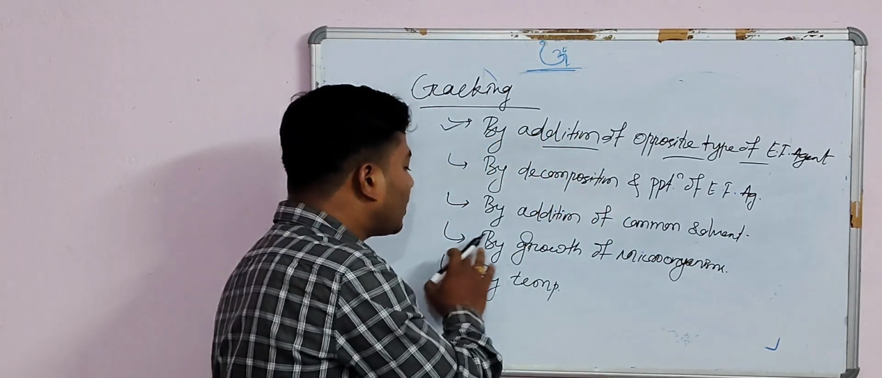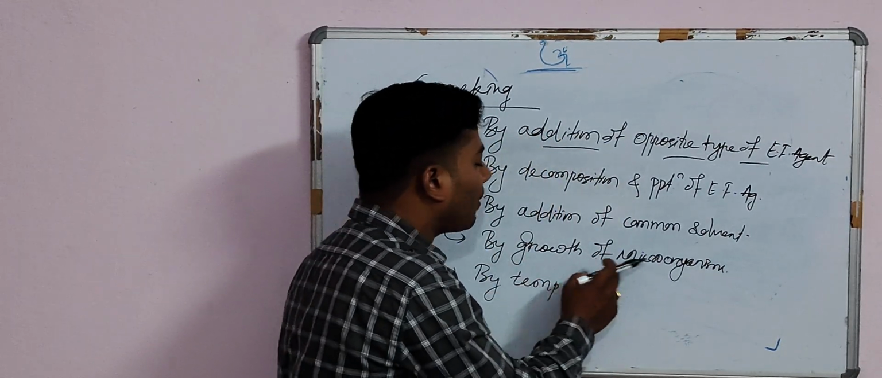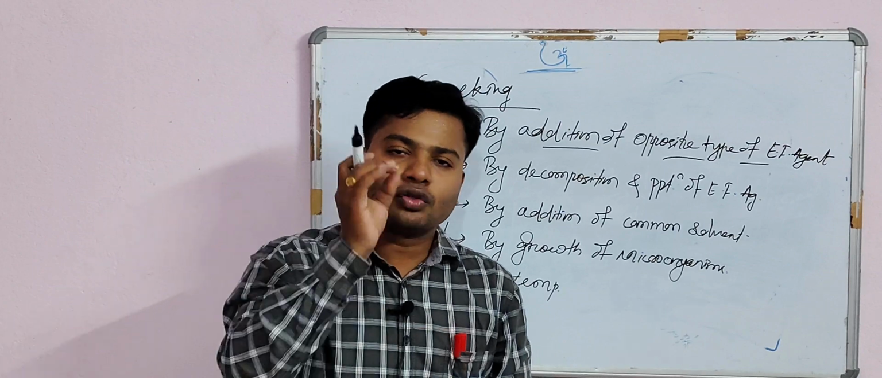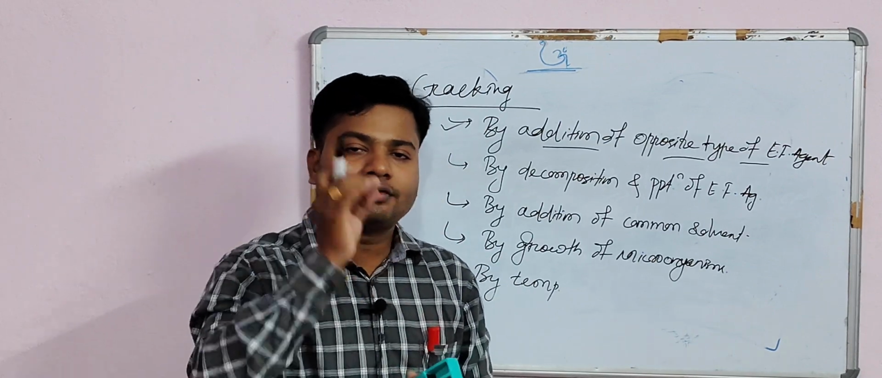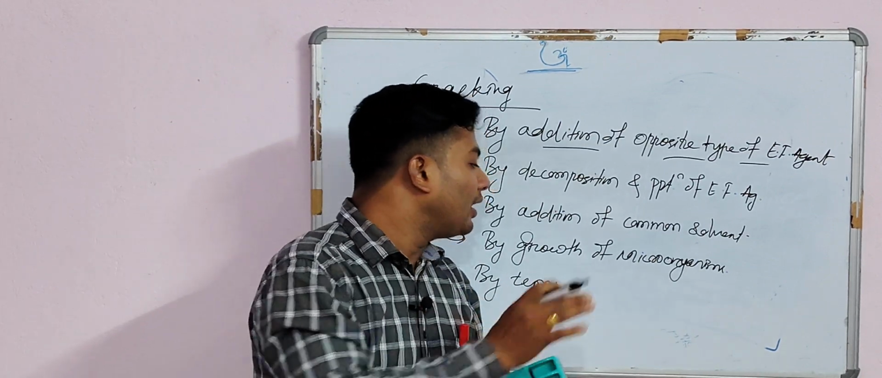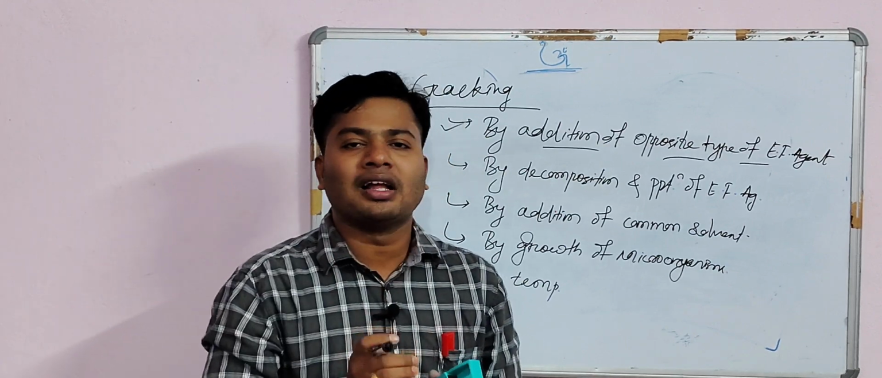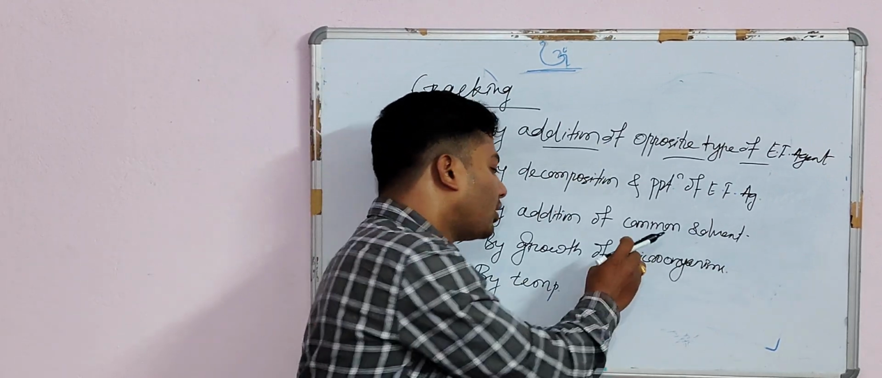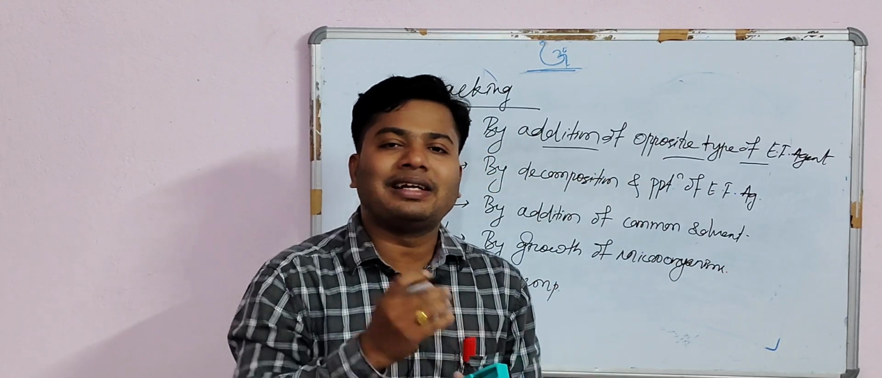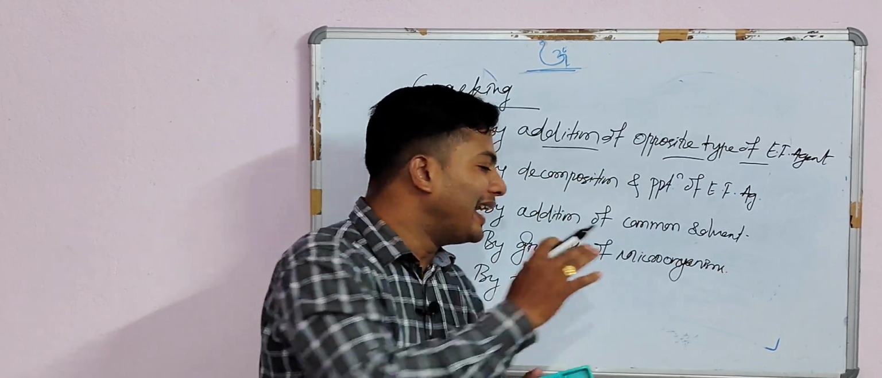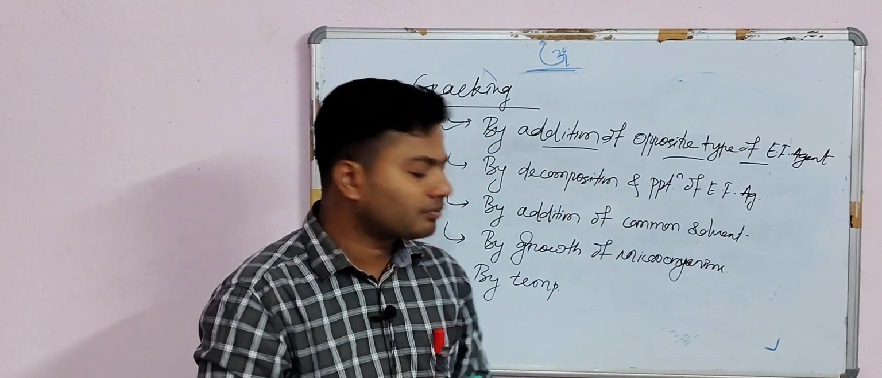The next one is growth of microorganisms. During storage, when microorganisms grow inside the emulsion, after some time the emulsifying agent will be degraded. That's why it leads to cracking.